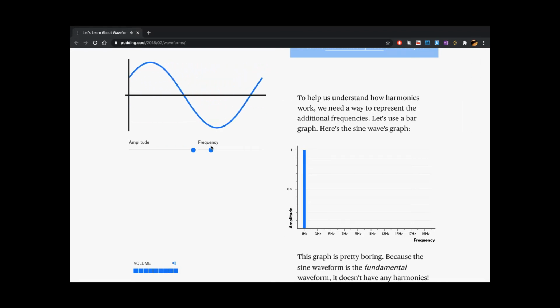So this is a frequency of 1 Hertz. You can see at 1 Hertz you have an amplitude of 1, and if you go to higher frequencies, it's all 0. It means those frequencies are absent, basically.